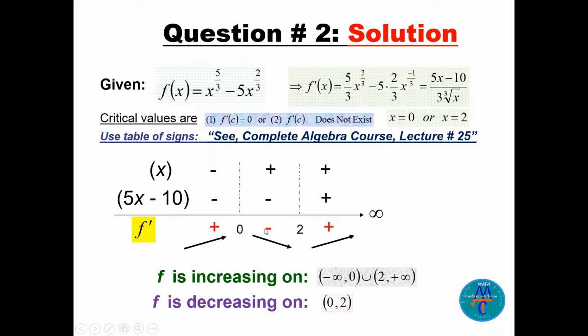And then f prime is negative. The function is decreasing, etc. Now, where is the function increasing? From minus infinity to 0, union 2 to infinity. And where is the function decreasing? From 0 to 2.